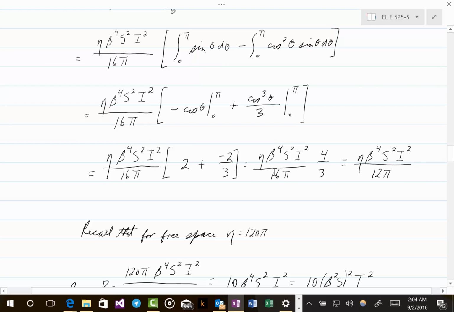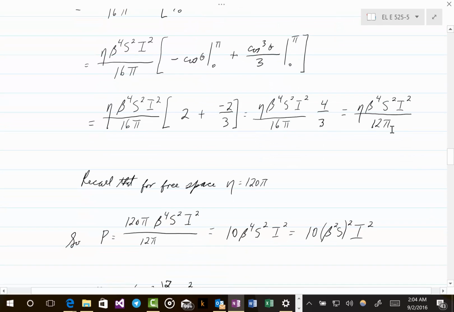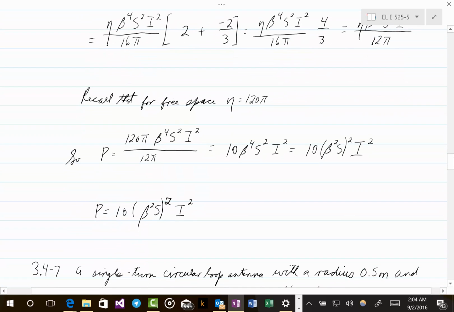multiplying this constant. And so this ends up to be eta beta to the 4th s squared I squared over 12 pi. And as you probably remember from a previous course, for free space, eta is very close to 120 pi. So if we substitute 120 pi for eta and then bring down everything else, this ends up being 10 beta to the 4th s squared I squared, or 10 times the quantity beta squared s squared times I squared. And that was the desired result that we were asked to show. So that's how that would go.